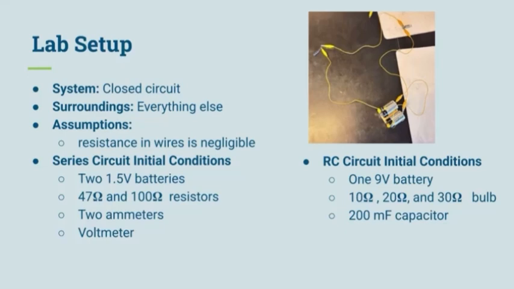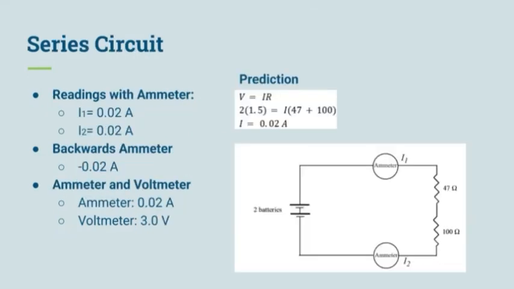The initial conditions set up for the series circuit were two 1.5 volt batteries, 47 and 100 ohm resistors, 2 ammeters, and a voltmeter. For the RC circuit, the setup included a 9 volt battery, a 10, 20, and 30 ohm bulb, and a 200 mF capacitor.